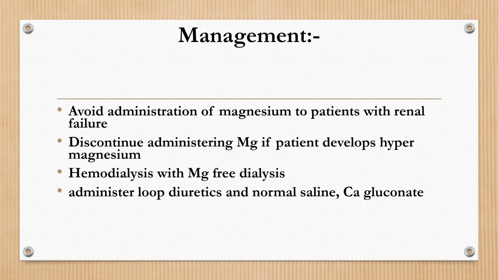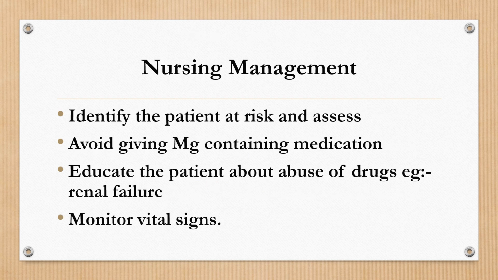The management includes avoiding administration of magnesium to patients with renal failure, discontinuing magnesium if the patient develops hypermagnesemia, then hemodialysis with magnesium-free dialysate, and administering loop diuretics. An example of a loop diuretic is furosemide, along with normal saline or calcium gluconate. All these things will help to regulate the magnesium level. The nursing management is to identify the patient at risk and assess, avoid giving magnesium containing medications, educate the patient about abuse of drugs, for example in renal failure, then monitor vital signs.